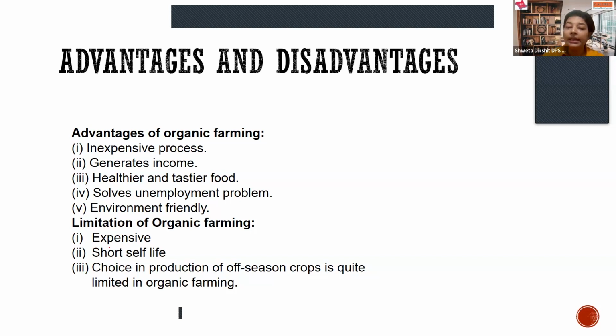Now there are some limitations also, because of course the inputs can be cheaper, but when it comes to production, the production is a little lesser in comparison to normal agriculture, so it becomes expensive. Then its shelf life is also very short. Choice in the production of crops is also not possible because organic farming is a natural process, and with a natural process we can only go with seasonal fruits and vegetables along with the crops. We cannot go for off-season crops. Therefore, there are certain disadvantages related to organic farming.